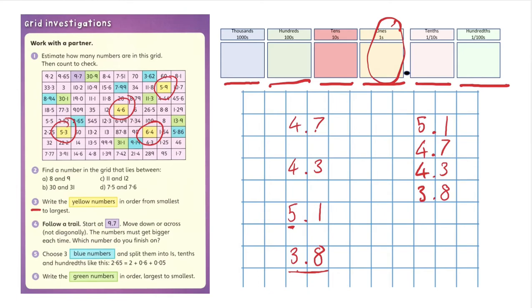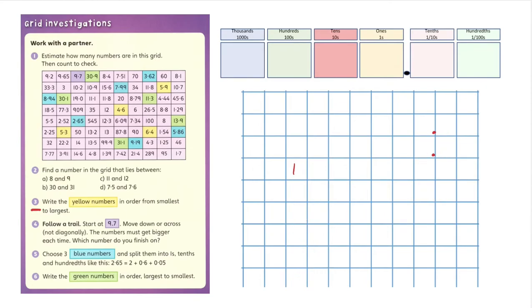The next one's follow a trail, start on 9.7, which is the purple one. Let's get rid of that. So you're going to start here, and then basically you can go in any direction. Can you go diagonal? Not diagonally. So starting from here, you can go that way, or that way. You have to find a number that is bigger.